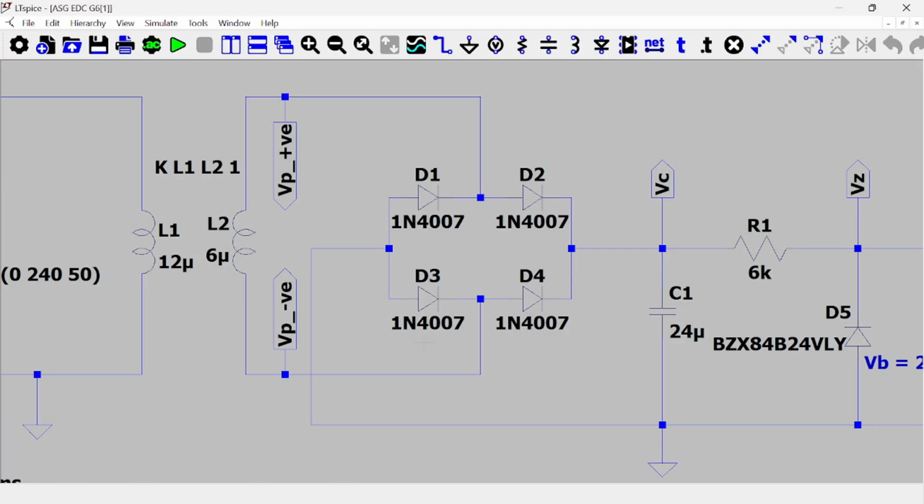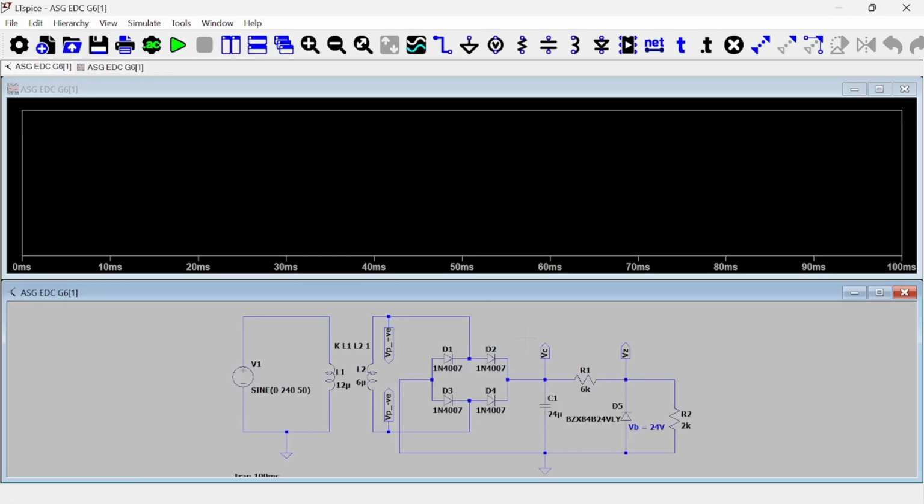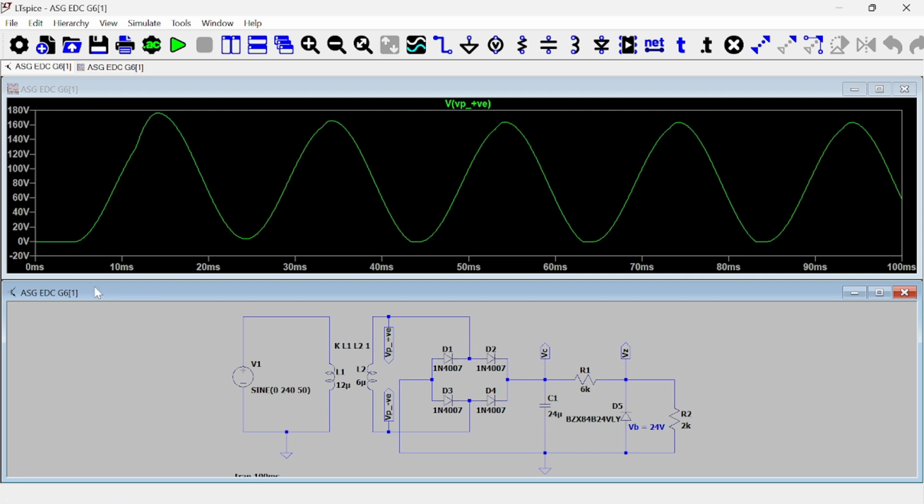Okay, now I will run the simulation and prove why we use 4 diodes in this circuit. If we only use 2 diodes, that is diode 1 and diode 2, we can see that the voltage produced is very unstable and it forms a very large ripple, so it's not smooth. But with diode 3 and diode 4, the voltage will be much smoother. So this is why we use 4 diodes in a bridge rectifier.